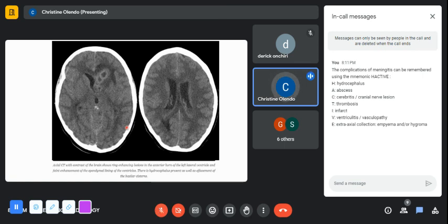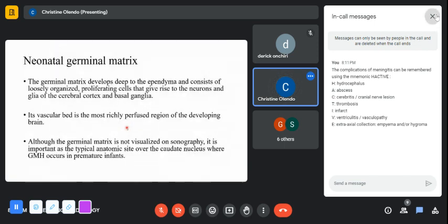Okay, maybe you send it to the WhatsApp group so that I can see as well later. Yeah, I'm also sending it. Okay. Thank you. So we may proceed.